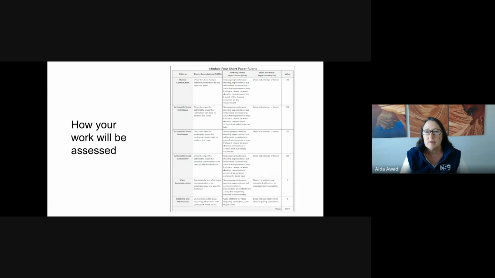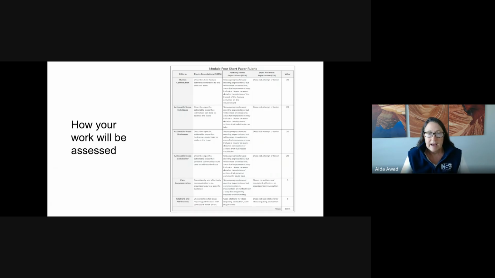This grading rubric focuses heavily on the human contributions and actionable steps of this particular issue. So please make sure that you review the rubric before submitting your short paper to ensure that you have addressed all the rows. Let's take a look at each of the rows, starting with the human contributions row. Here we recognize that the activities we do have wide-ranging impacts, including impacting sustainability issues like the one you chose to write about. Here you'll want to make sure that you describe the ways human activities contribute to the sustainability issue, and remember to use specific examples.